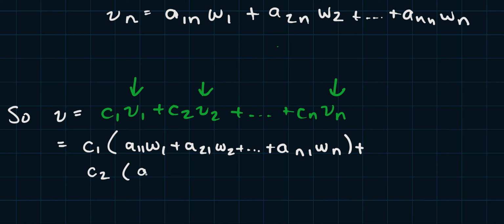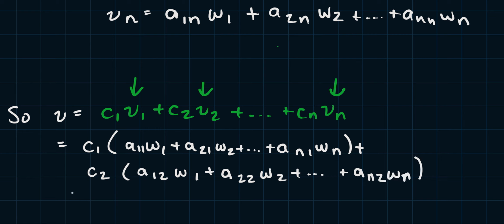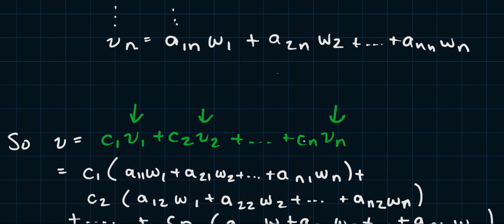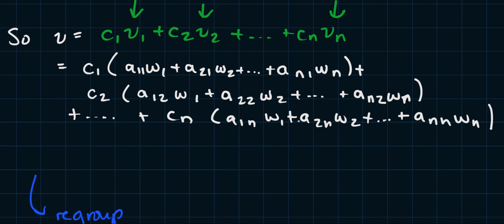C2 times A12 W1 plus A22 W2 all the way to An2 Wn, and continue till we get to Cn A1n W1, A2n W2, Ann Wn. Just make sure I didn't write anything wrong here. Looks good to me. Now I'm going to regroup this.